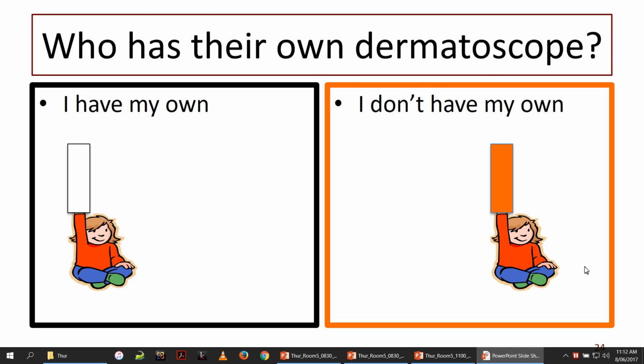So the first question is, who has their own dermatoscope? Okay, I'm not seeing all the cards, but it looks as if it's half and half, so that's fantastic. More and more dermatoscopes are being sold worldwide. By your own, I mean your own. I don't mean the practice has one, because in my experience, the practice's one is in someone else's room, and the battery's flat anyway. So you do need your own.